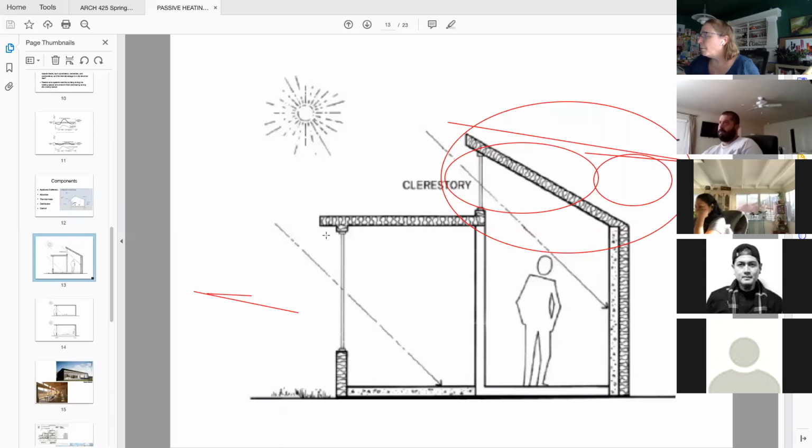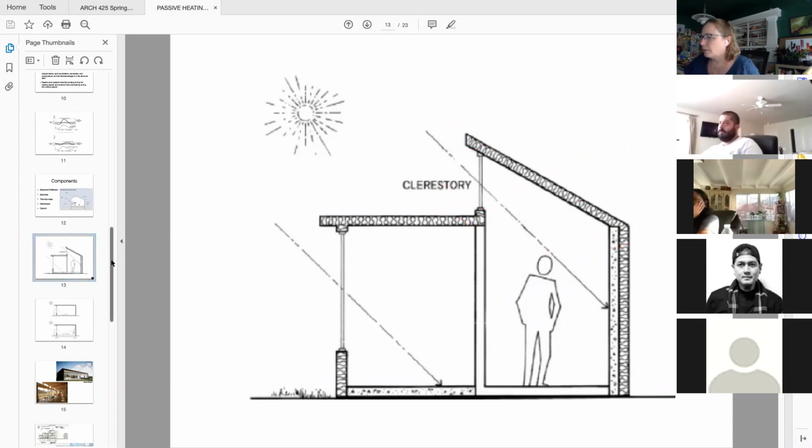If you want more shading, you would look at, say, April or May sometime to see when you want to stop that sun from coming in. Got all these lines all over the board.